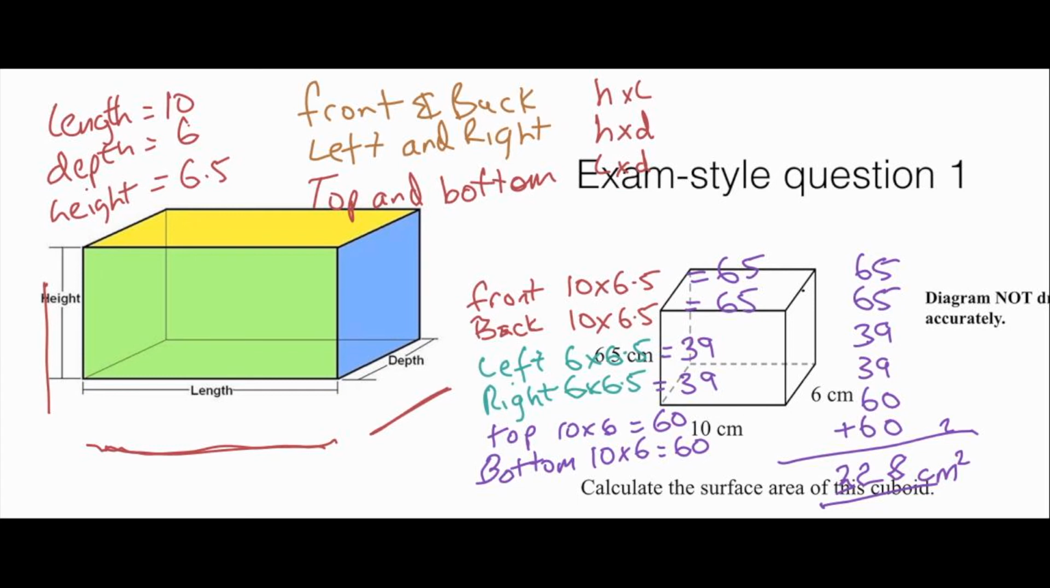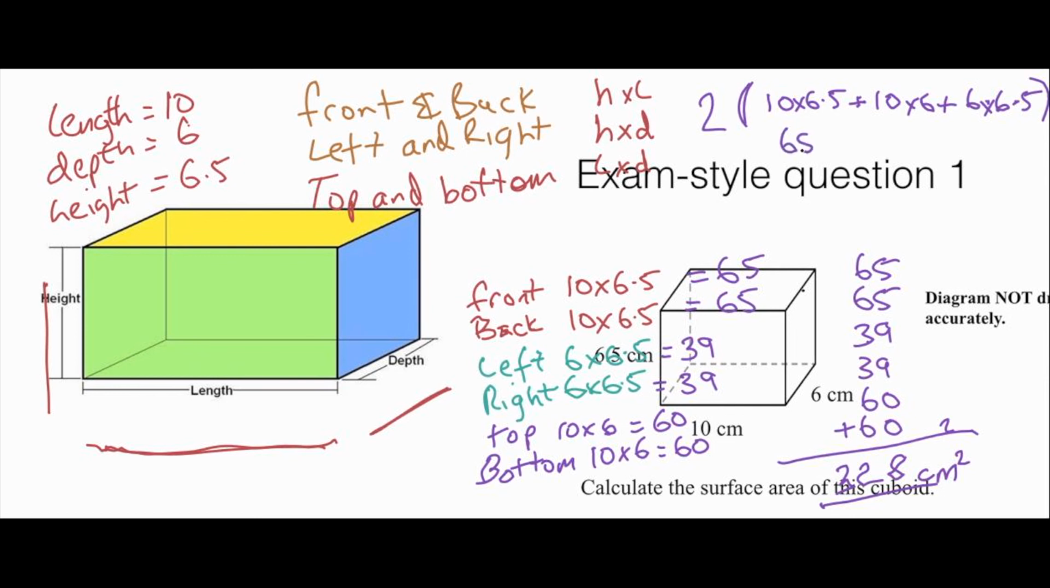Now if you think the front and the back are the same size, the left and the right are the same size, the top and the bottom are the same size. So I could say I've got one lot of 10 times 6.5 plus one lot of 10 times 6 plus one lot of 6 times 6.5. And if I then multiply the whole of that by 2, I will end up with the same value.